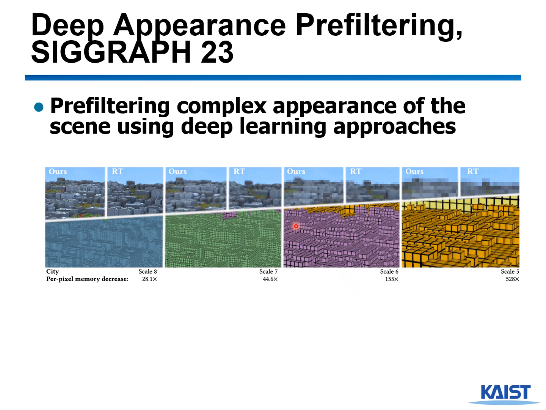Also, there is a paper they presented last year, in 2023, called deep appearance pre-filtering. This is a simplification technique, but they use deep learning for the ray tracing technique. So this kind of technique is now designed from rasterization even to ray tracing.